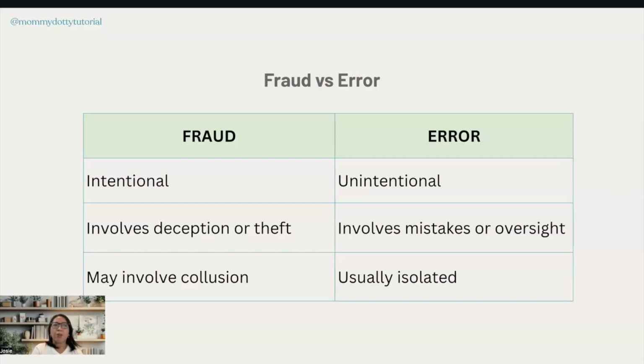While errors, on the other hand, are unintentional, so they could be mistakes. For example, an accountant posted a journal entry as credit instead of debit. So we know that it's purely an erroneous mistake. Both fraud and error can lead to material misstatements, and both will need to be addressed properly, either intentional or unintentional.